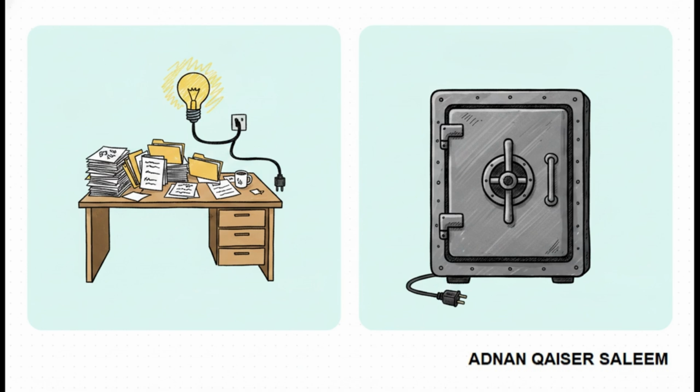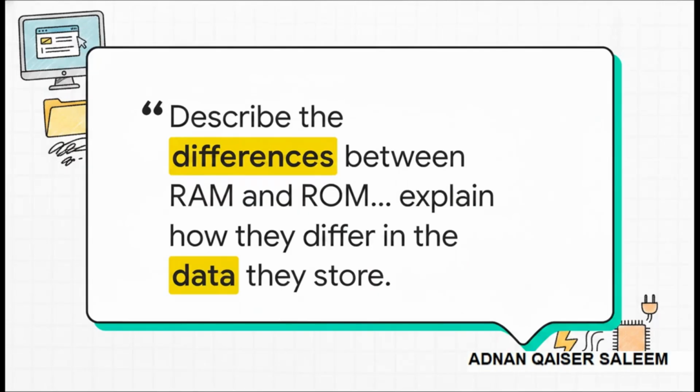On the other side, we have ROM, or read-only memory. Now, this is non-volatile. Even without power, it remembers. ROM holds the essential, unchangeable instructions needed just to boot the machine up and get the hardware talking to each other. Now, pay attention to this because it's a direct tip straight from your textbook.